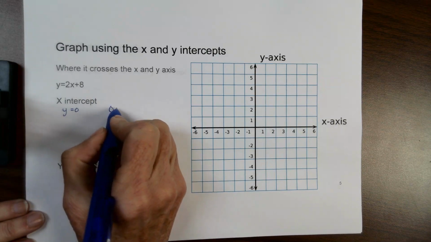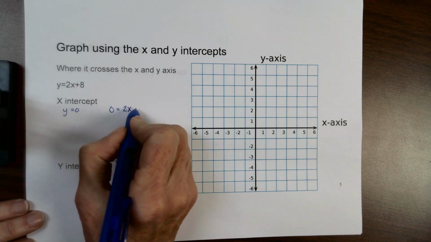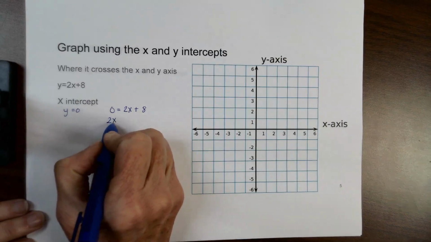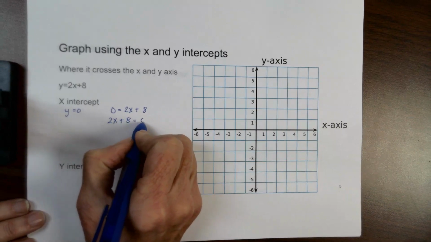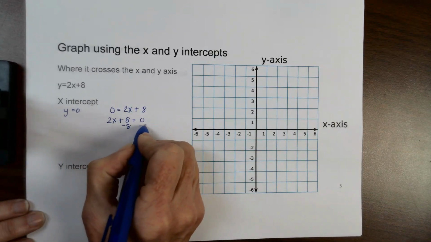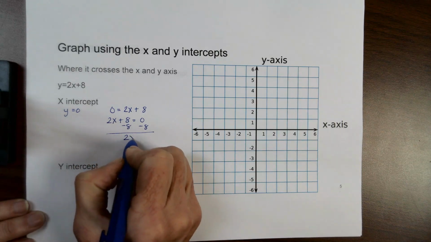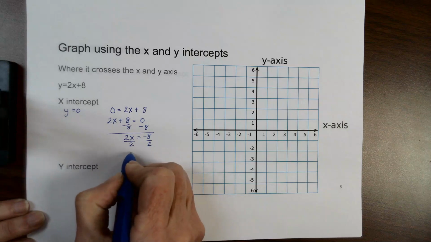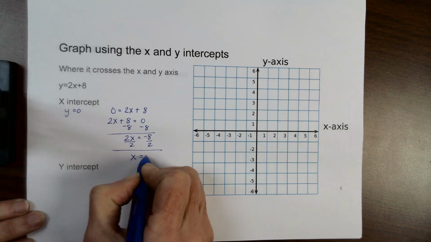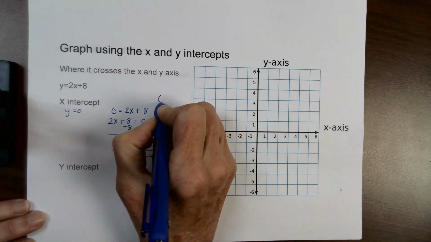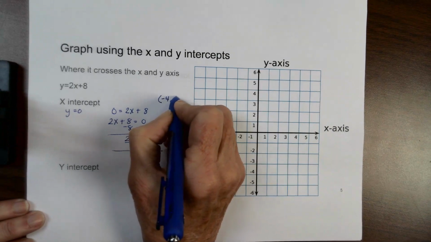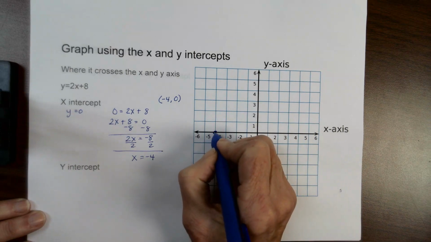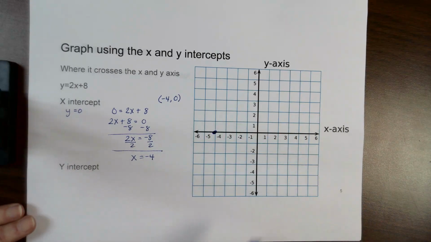So I have 0 is equal to 2x plus 8. I'm going to solve for my x. If you want to switch sides here, you can. I'm going to add a negative 8 to both sides. So I have 2x is equal to negative 8. I'm going to divide by 2. And I'm going to get x is equal to negative 4. So this is the point (negative 4, 0). So that's that point right there where it crosses the x-axis.